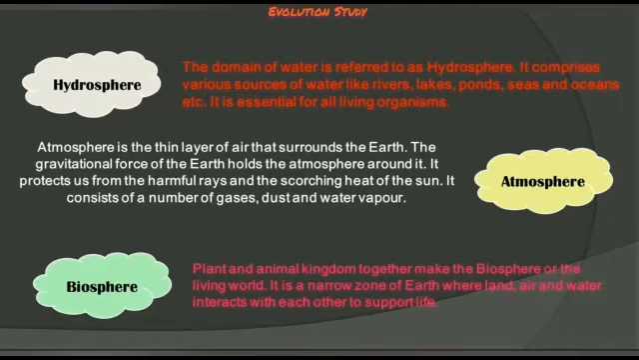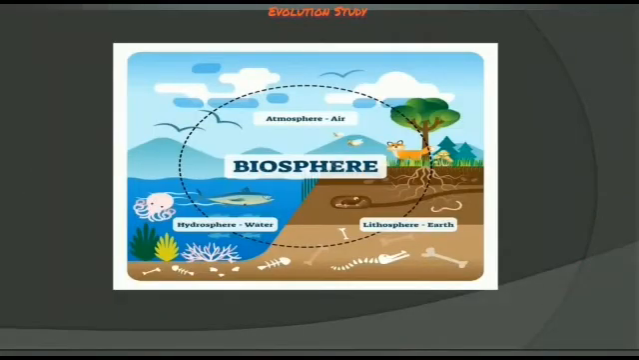Now, don't we all know that the plant and the animal kingdom together make the biosphere or the living world? It is a narrow zone of the earth where the land, air and water interact with each other to support life. These are the domains of the environment shown here through a picture. I hope you have all understood the video till now.